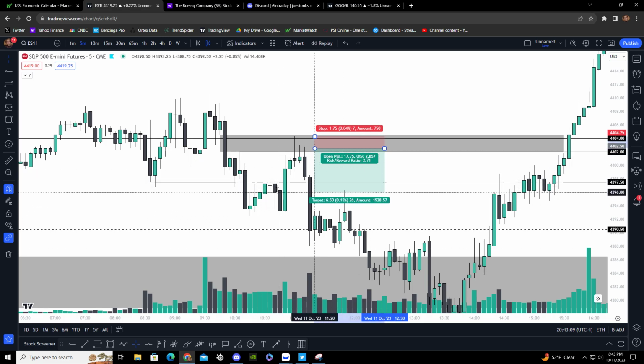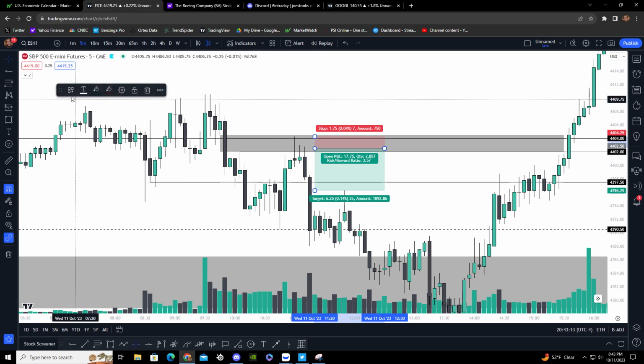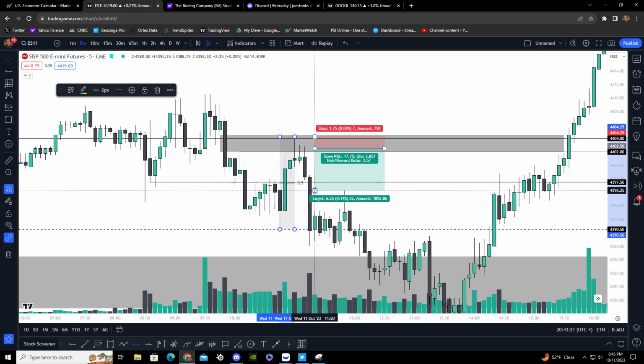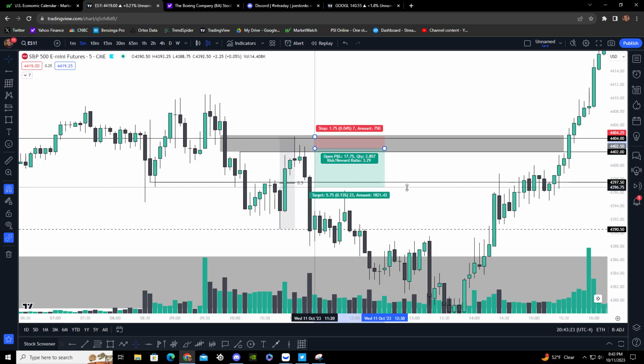My full target was probably FVG fill down here. Right, so at least a discount. So discount would be probably something that looks like this. So yeah, my target was a little bit below discount. Discount would technically be right like here. So that's a 3-to-1 RR.